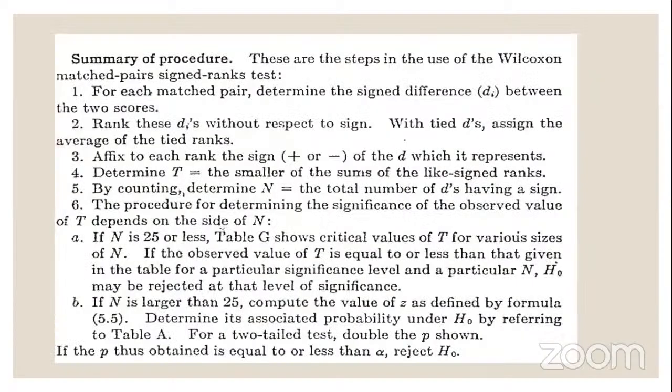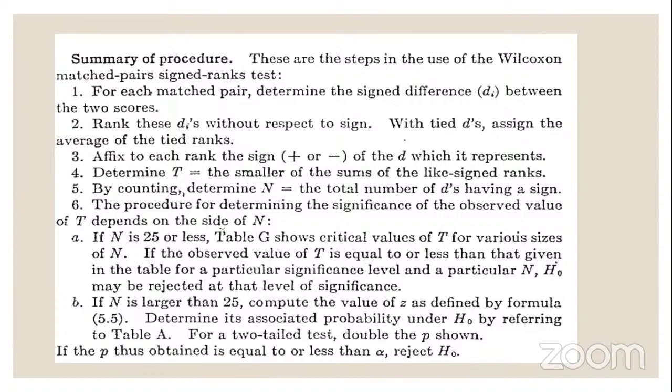Here we can see the procedure of Wilcoxon. In the first step, for each matched pair, we determine the signed difference, that is Di, between the two scores. Then we rank these Dis without respect to sign. If there are tied Ds, then we assign the average of the tied ranks. Then next is affixing the rank sign, that is plus or minus, of the D which it represents.